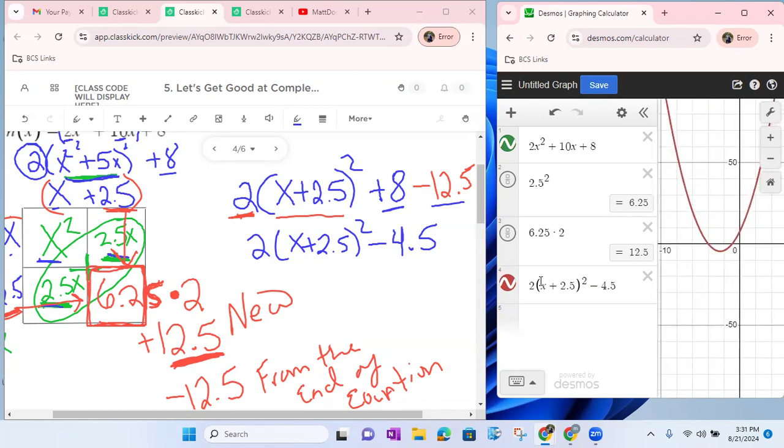I hope that helps y'all with completing the square and converting from standard form quadratics over to vertex form.